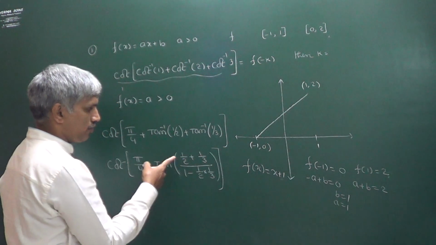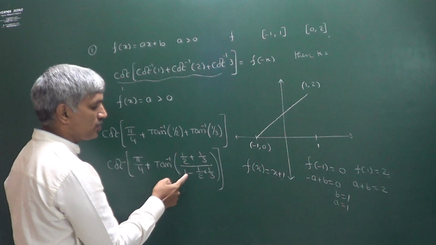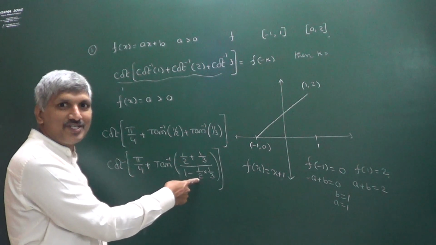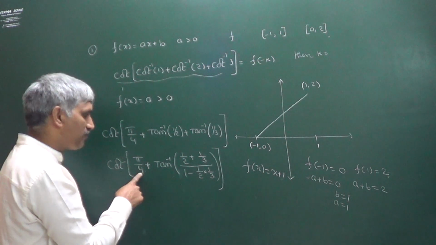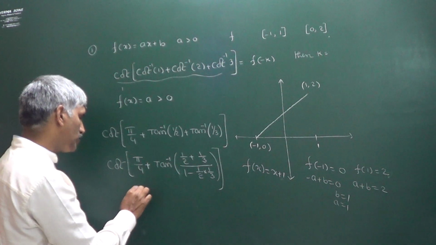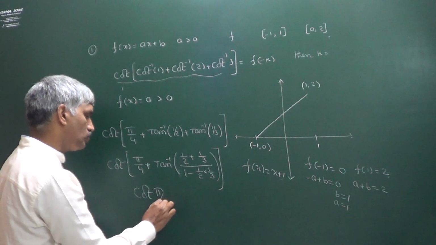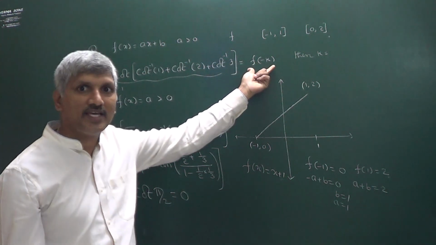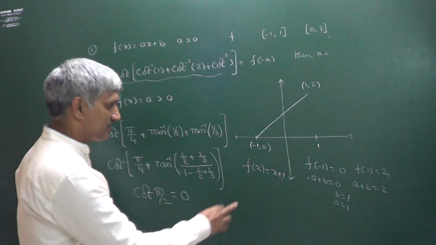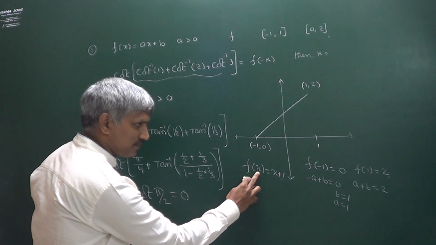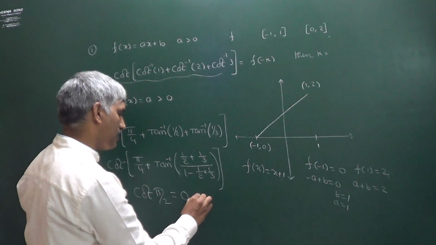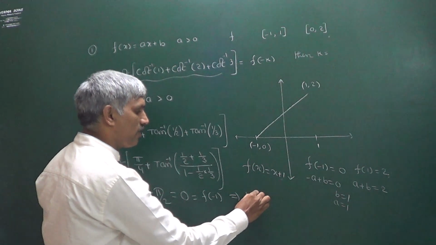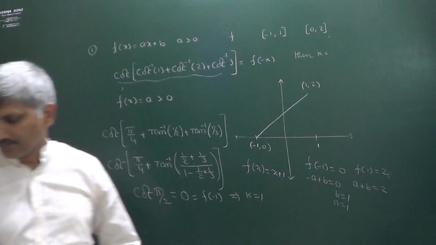Just check here, the numerator becomes 5 by 6, the denominator is 1 minus 1 by 6, so cancelling, we are getting tan inverse 1. Tan inverse 1 is equal to pi by 4. Pi by 4 plus pi by 4 you will get pi by 2. That's why we are getting cot of pi by 2. So that answer is 0. That means we got 0. But he is saying f of minus k. Yes, you get 0 when x is equal to -1. That's why this is nothing but f of -1. So we can say the value of k is equal to 1. Right?